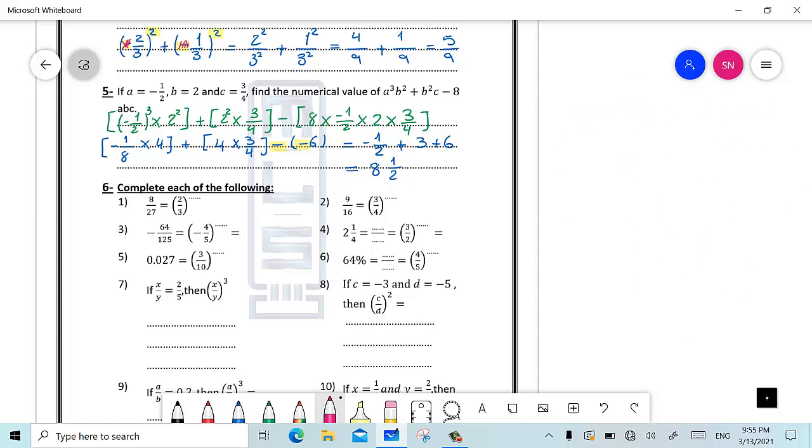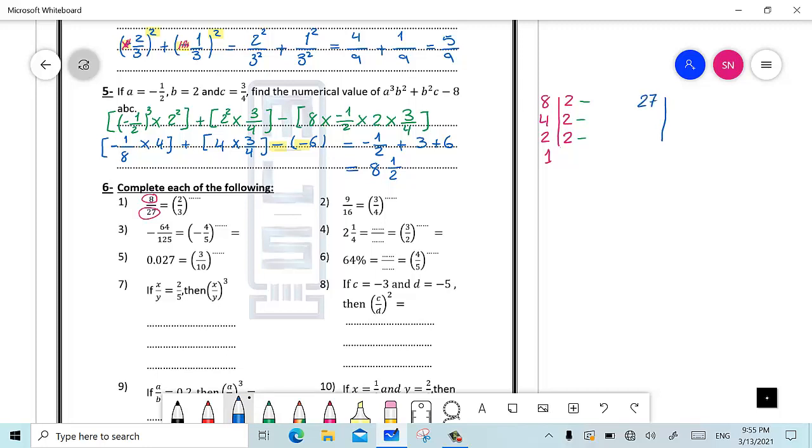8 over 27 is equal to 2 over 3 to the power of what? So I'm going to find the factors of the 8 and of the 2. So let's remember now, I have 8. 8 divided by 2 is equal to 4. 4 divided by 2 is equal to 2. 2 divided by 2 is equal to 1. So here I have the 2 repeated 3 times. Before I go and put 3 here, I should also find the factors of the number 27.